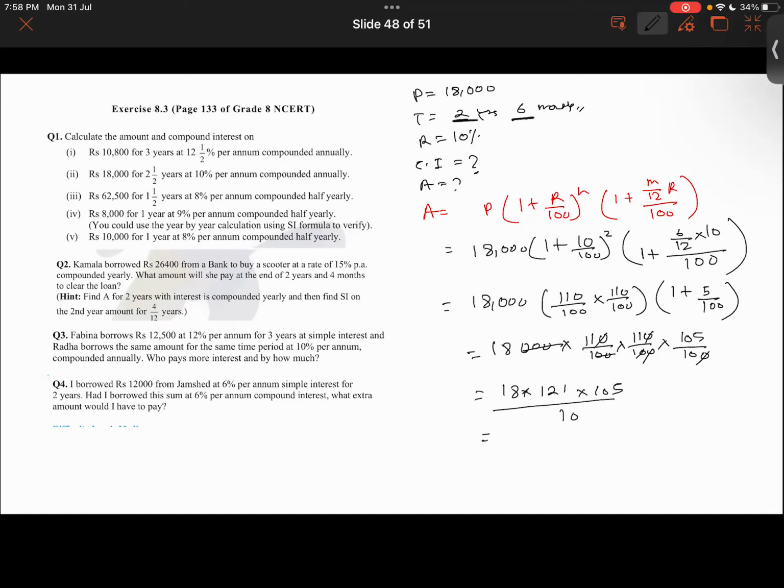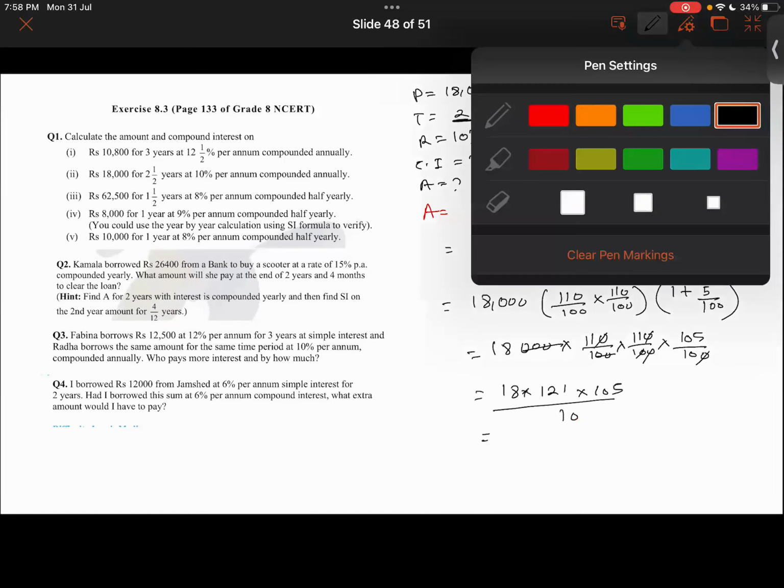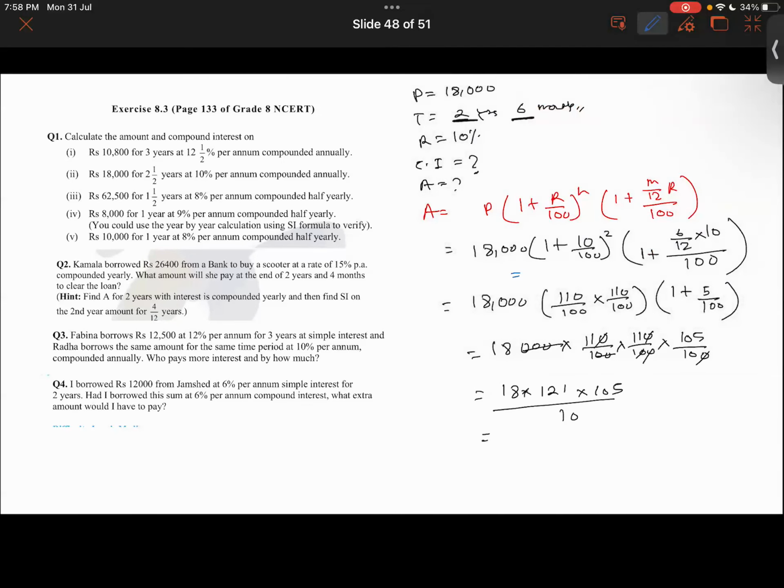Excuse me, sir. Yes, Arhan. Sir, I didn't understand why we added 110 by 100. Look, let me simplify this. It's 1 plus 10 upon 100, right? So when you take the LCM, the LCM is going to be 100. And then it's 100 plus 10. Getting it? So that will give me how much? It will be 110 upon 100 whole square. That is 110 upon 100 multiplied by 110 upon 100. Hope you got it now.